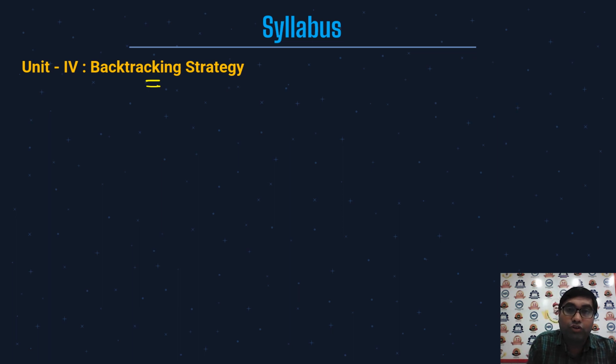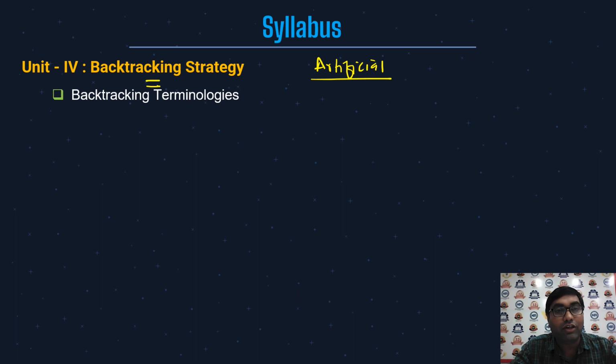And most of the algorithms used in artificial intelligence are based upon this backtracking strategy. Therefore, into today's era, this algorithm designing strategy is also very important. So under this backtracking strategy, what are the topics which we have to study? So very first we have to study about what are the various terminology in backtracking strategy.